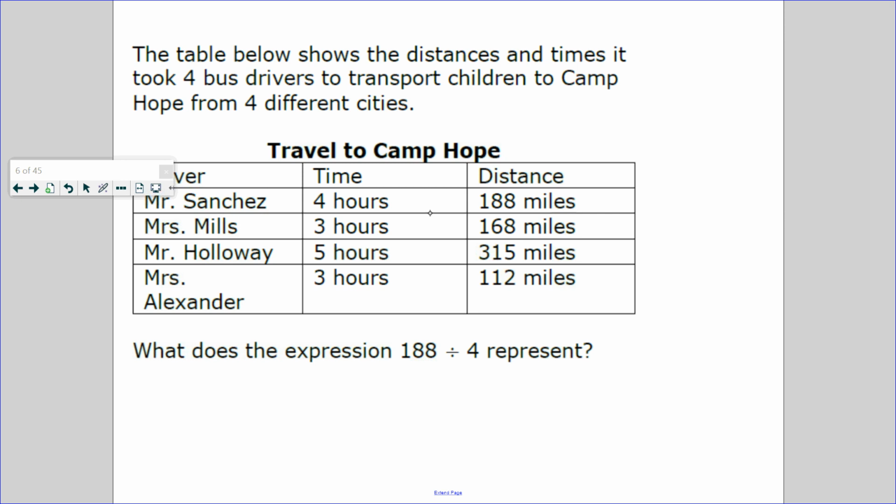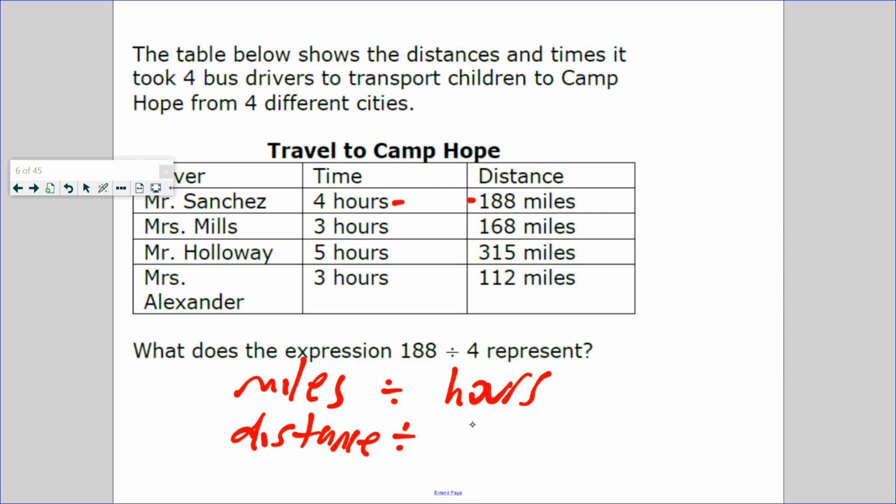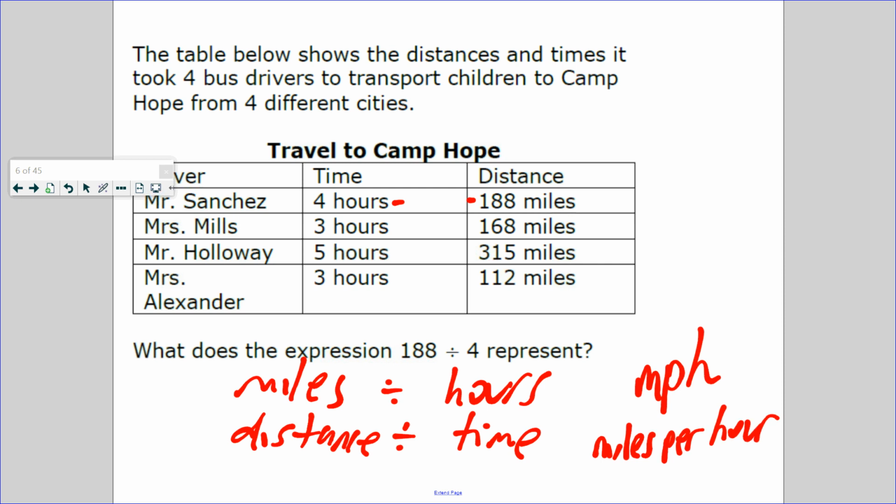What does the expression 188 divided by 4 mean? Well, 188 represents the miles, and divided by 4 means the hours. So we're dividing the miles by the hour, or the distance by the time. By doing this, you are going to find MPH, which is miles per hour. So we're going to find how many miles you drive every hour, each hour, every 1 hour.